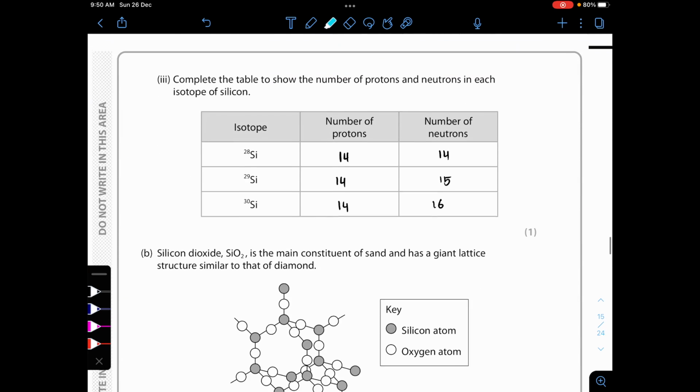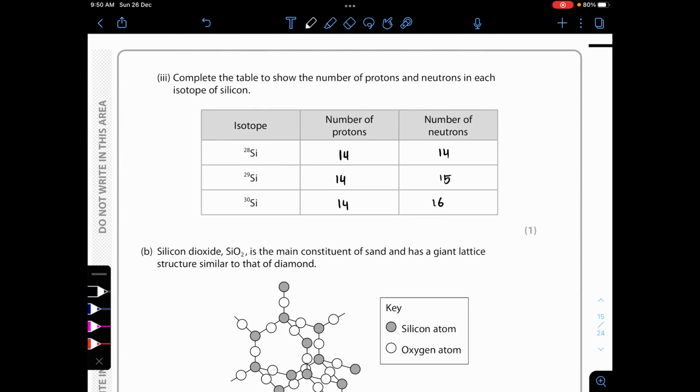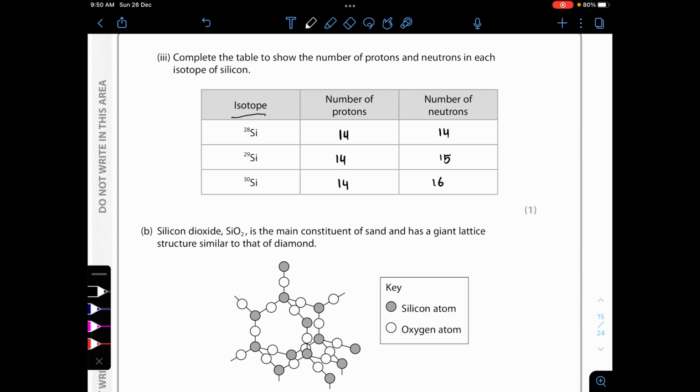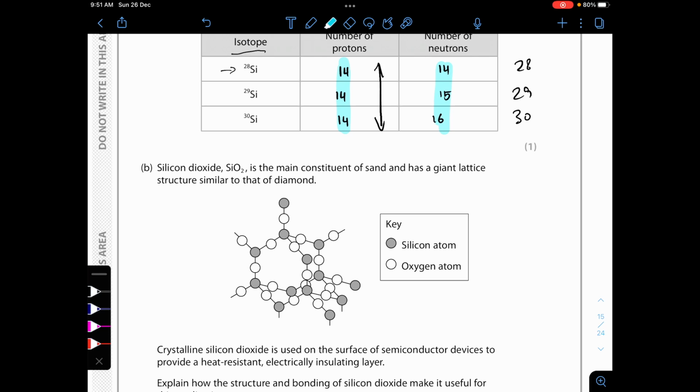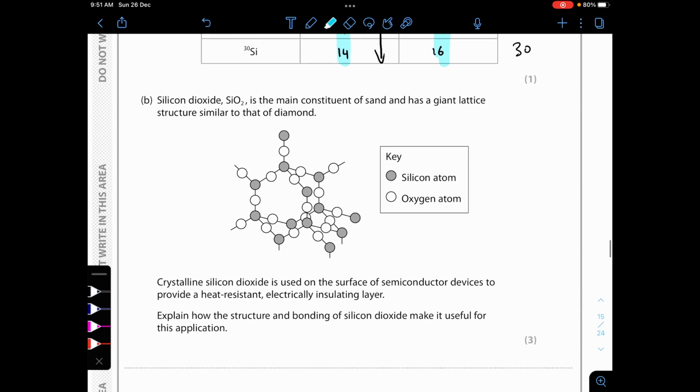Let's move on to part III, which I've already done here. You can see that isotope 28Si has how many protons? It has 14 protons. 29 has 14. The protons don't change, but the neutrons do. So 14 plus 14 is 28, 14 plus 15 is 29, 14 plus 16 is 30. So that's our answer for this table. Next we have silicon dioxide, the main constituent of sand, which has a giant lattice structure similar to that of diamond.